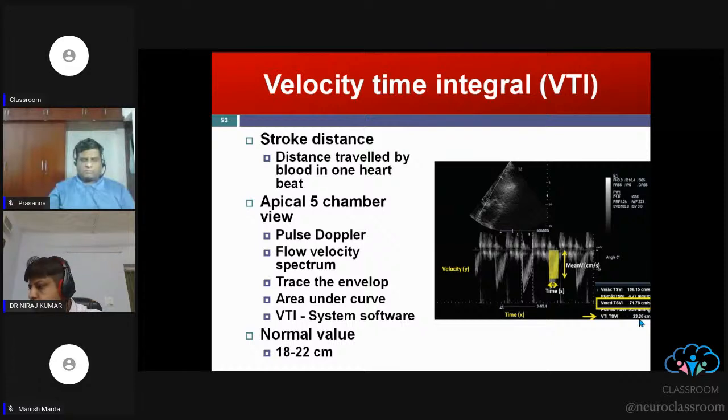VTI is a length, that's why the unit is centimeter. Normal VTI is about 18 to 22 centimeter. You just have to multiply this VTI into area, and that gives a stroke volume estimation. If VTI is low, suppose VTI is 10, you have to suspect that there is a poor stroke volume.